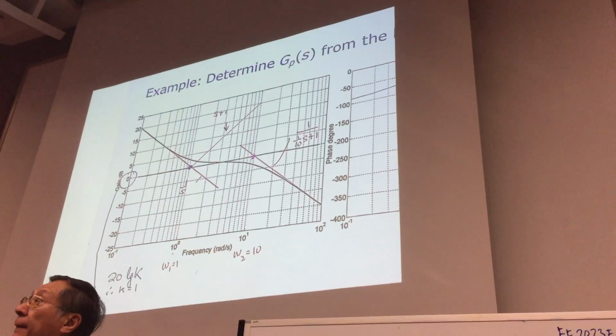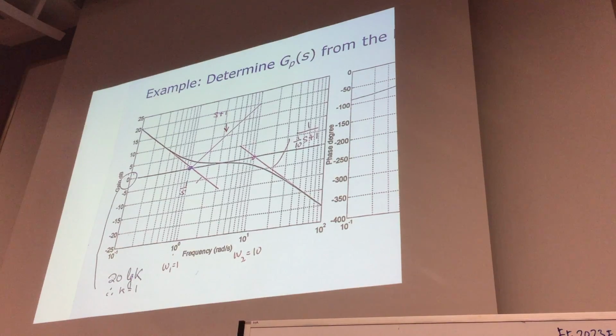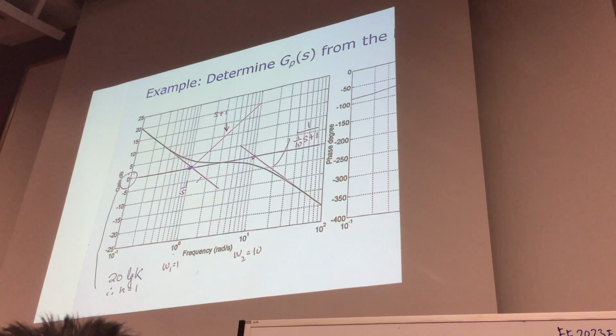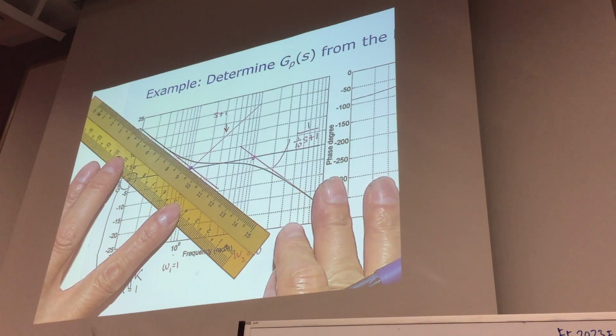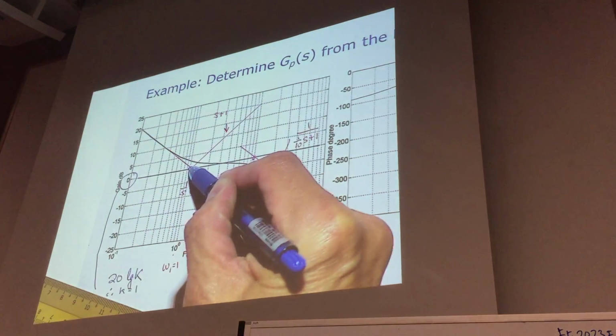So sorry, at omega 1. No, because you have to use the asymptote. Because just now the analysis was based on the low frequency asymptote. The low frequency asymptote is this red line here. Okay? So this straight line where it crosses 1, that's the value of K.